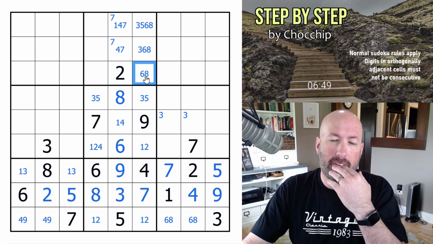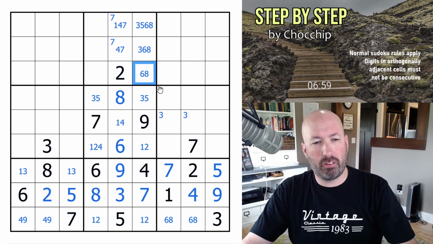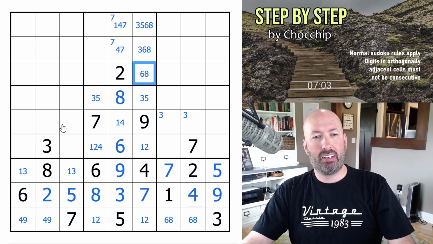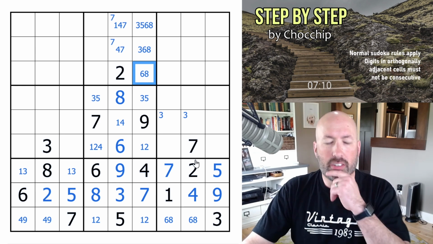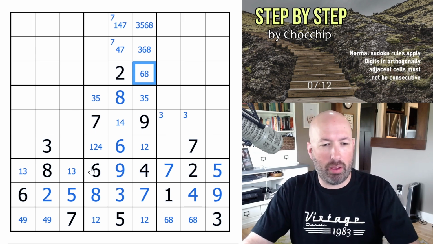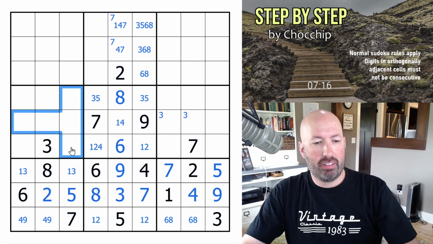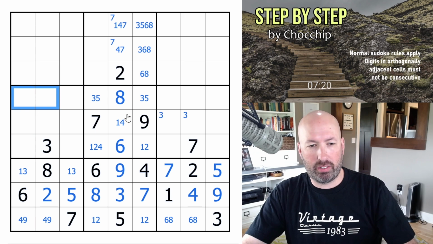Is that helpful? Don't know. Maybe there's something I should be able to glean from that, but I'm not quite seeing it. Okay, so we had a real quick start, and now I'm floundering a little bit, but we're making progress, so that's okay. 7s can't be there. 7 is... yeah, we already knew 7 was up there. That's right.